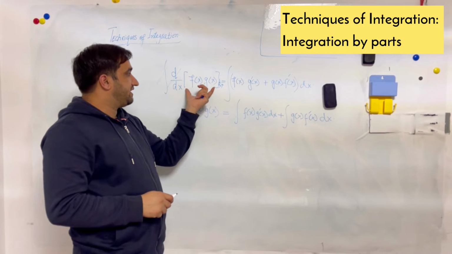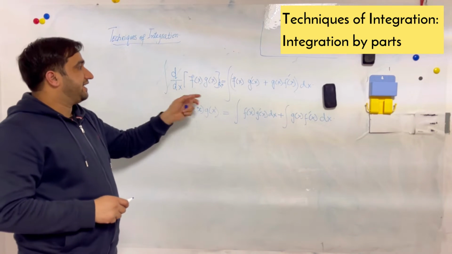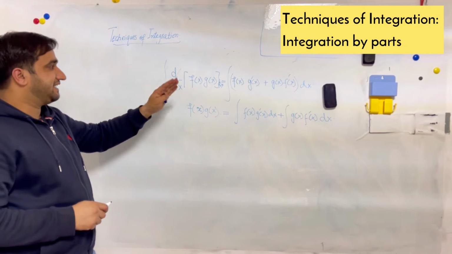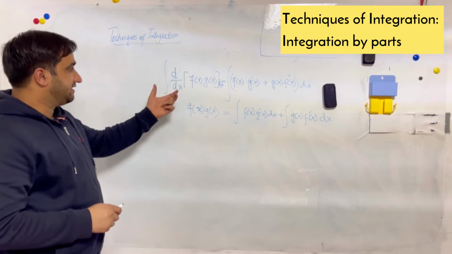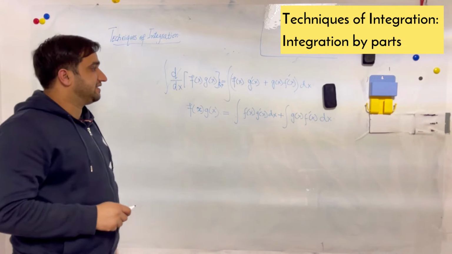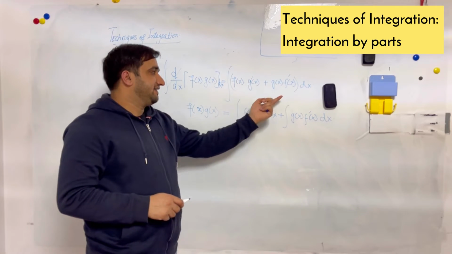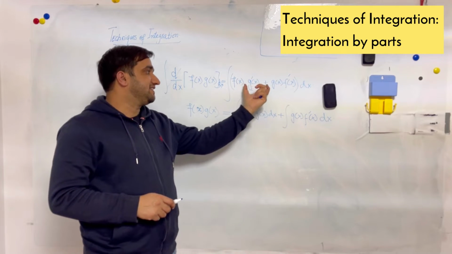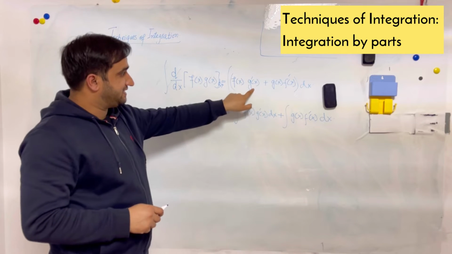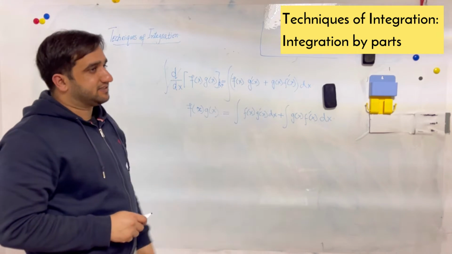If you have a whole derivative of everything and you apply the integral on it, then the integral cancels the derivative and you get the function within. But here it is not cancelled because these are not the whole derivative. One is a derivative but the other is some function.